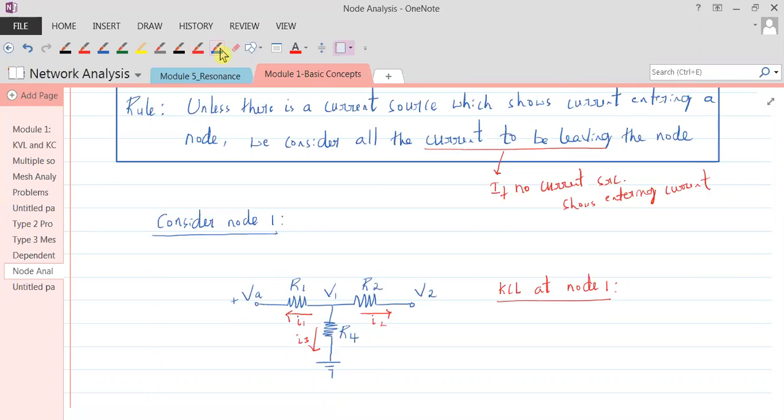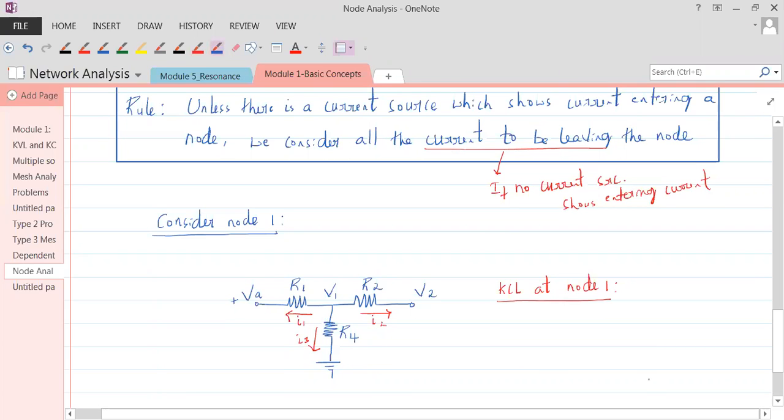So there are three currents and all the three currents are leaving. So the sum of these currents is going to be 0. So it is I1 plus I2 plus I3. Why is this going to be 0? Because there is no entering current. That's why the right hand side is 0. If there were entering currents, I would have taken the sum of the leaving currents equal to the sum of the entering currents. Since there is no entering current, the right hand side is 0.